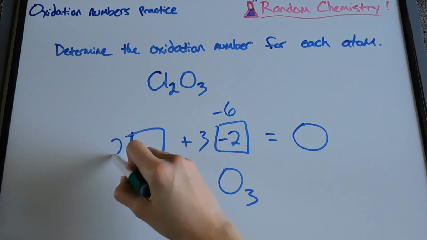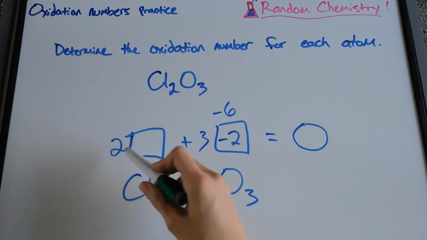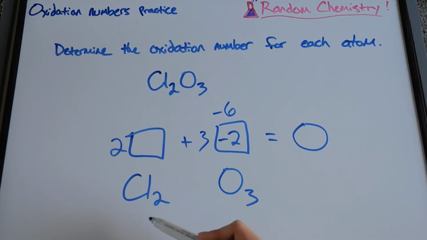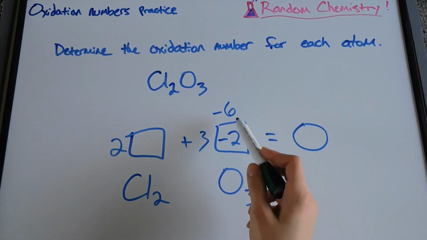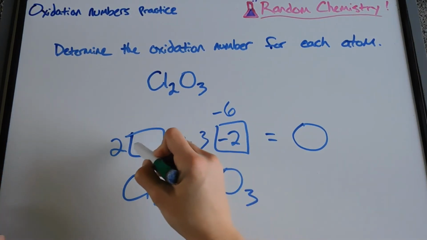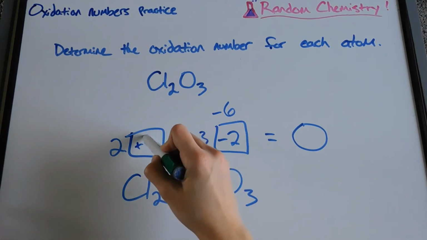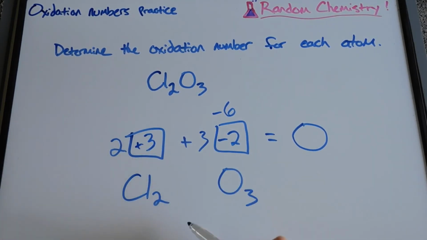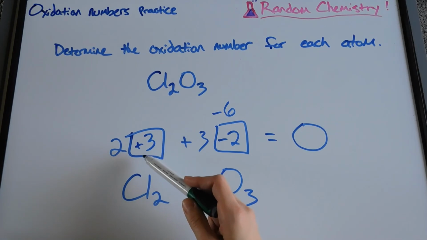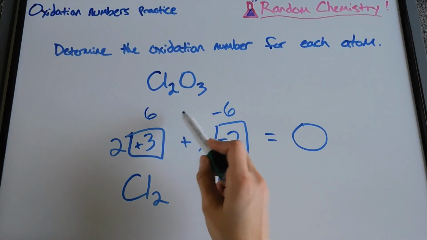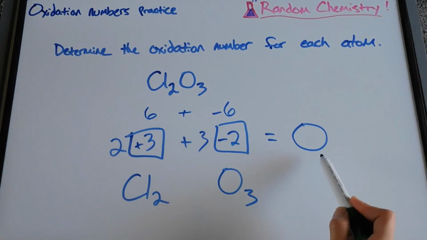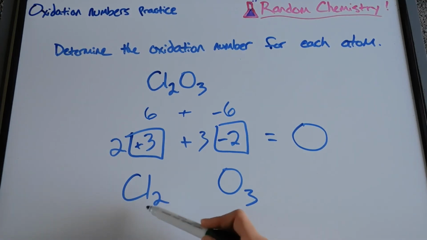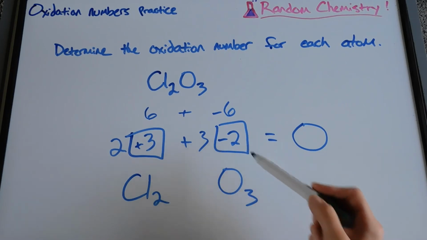And there are 2 chlorides, so I need to multiply this oxidation number by 2. So 6 divided by 2 is 3. So that means chloride is going to have an oxidation number of +3. 2 times 3 is 6. 6 plus -6 is 0. So the oxidation number of chloride is +3. The oxidation number of oxygen is -2.